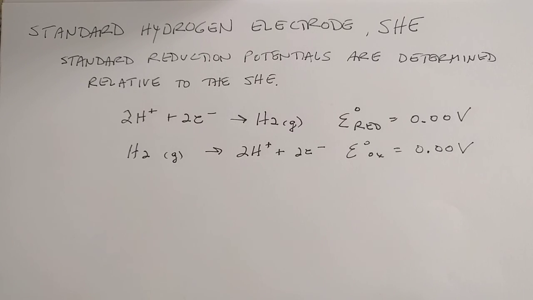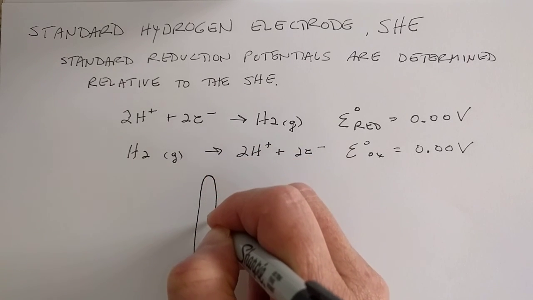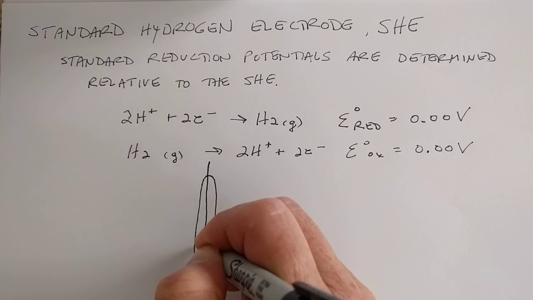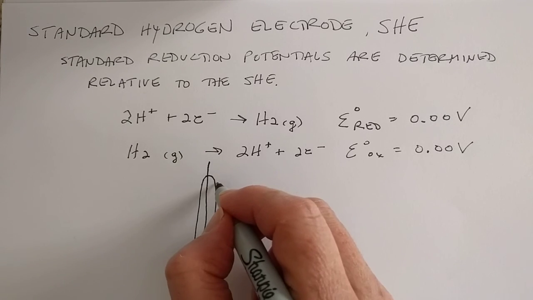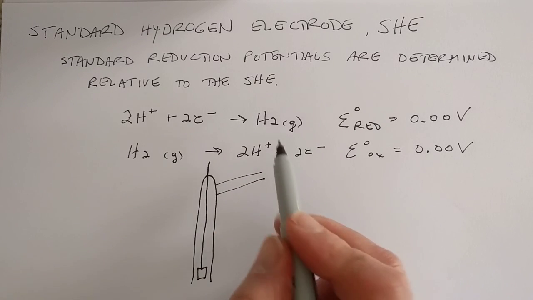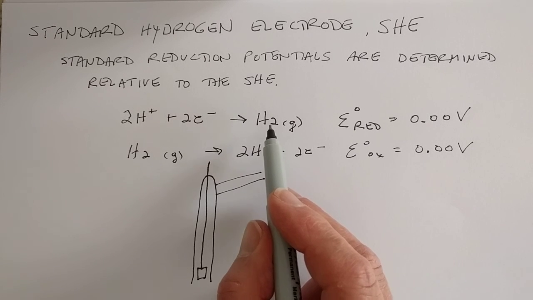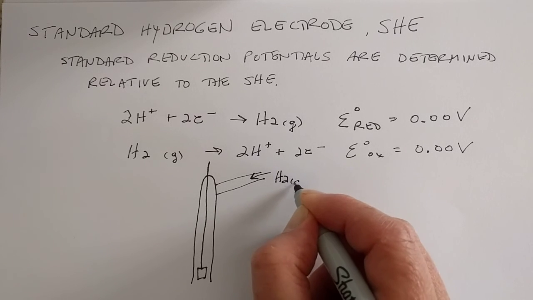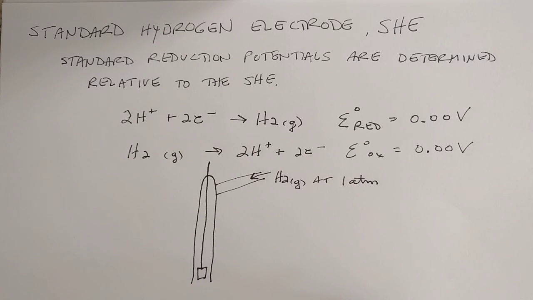So let's take a look at what we need for this standard hydrogen electrode. The electrode itself kind of looks like an inverted test tube. And then we have a wire. We got some platinum here, we have some platinum there. Now, we have to have hydrogen gas. For standard state, the hydrogen gas has to be at 1 atmosphere. So we have to pump in some H2 gas at 1 atmosphere.